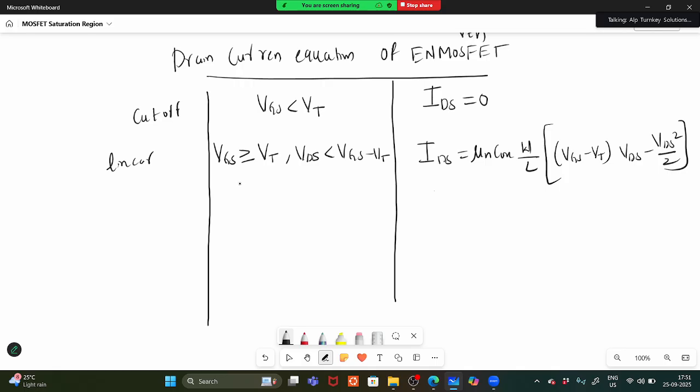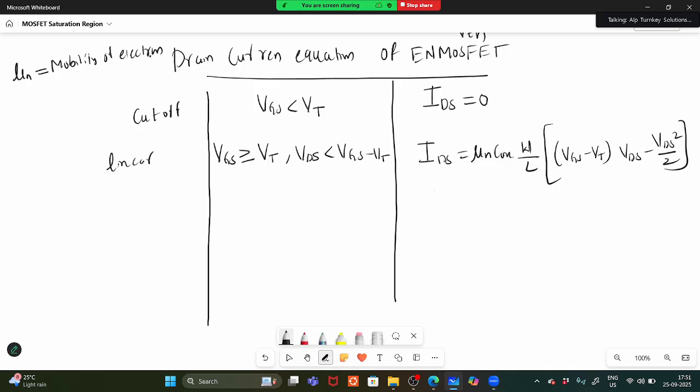Okay, so here this is the condition. The derivation is not required, you just need to remember the drain current equation. So what is mu n? Mu n, after mu n comes mu n COX. Mu n is nothing but what? Mobility. Mobility of what? Electron.